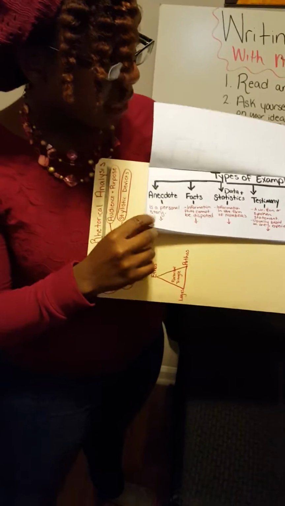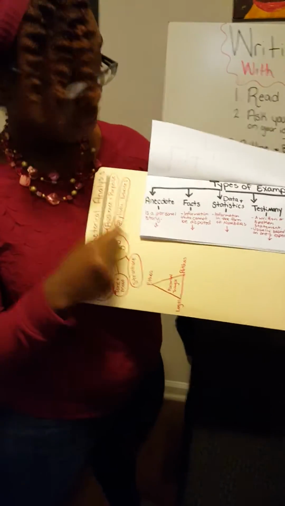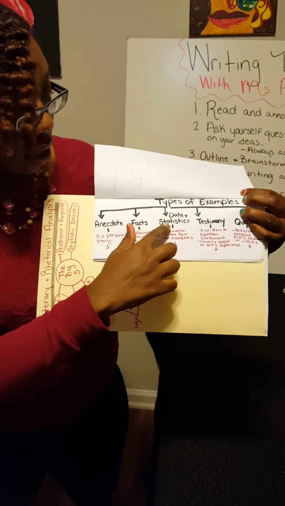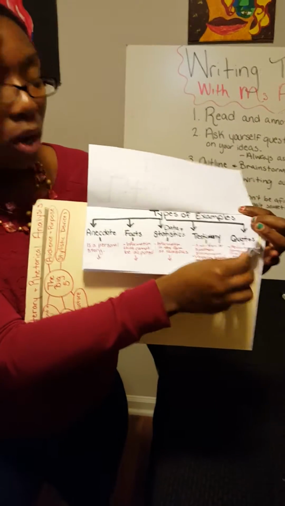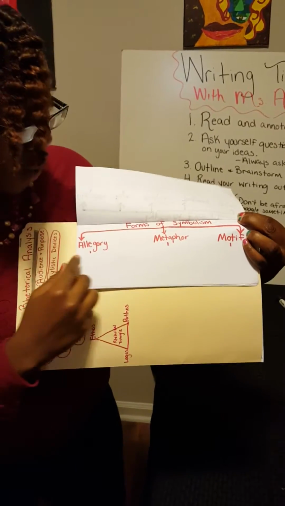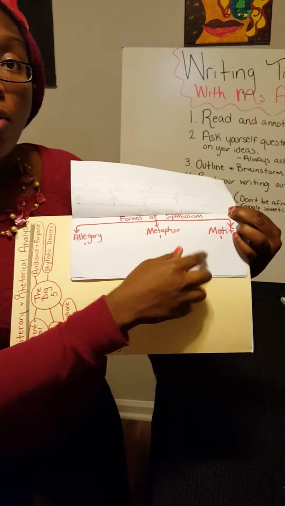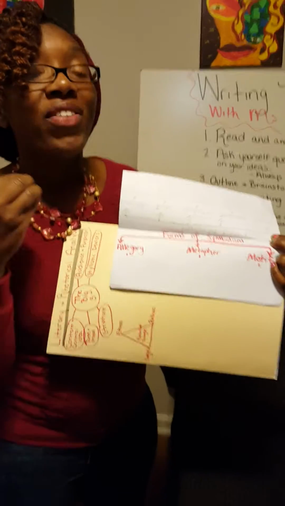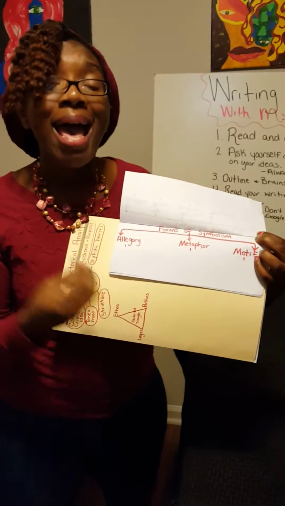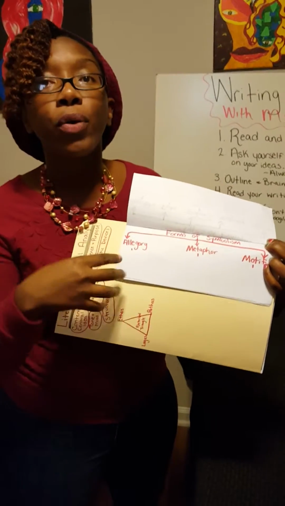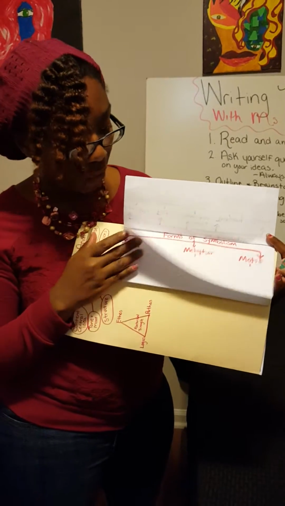So we have types of examples. For example, we have anecdotes, facts, data and statistics, testimony, quotes. We have forms of symbolism, so allegory, metaphor, motif. Like I said, we're not going to define and give examples of all of these today. However, I do just want to give you a snippet of how we're going to organize these literary devices as we analyze them and use them in our writing.